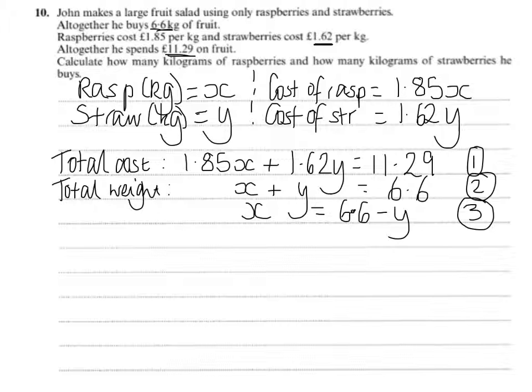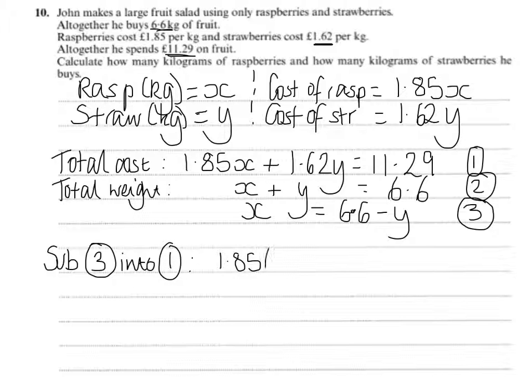So what we can now do is substitute wherever X appears in my first equation, replace it with 6.6 minus Y. So what I'm going to do is I'm going to sub 3 into my first equation. So I'm now going to have 1.85 times, I'm replacing the X with this, so times 6.6 minus Y. I've then got the plus 1.62Y, and that gives me 11.29.